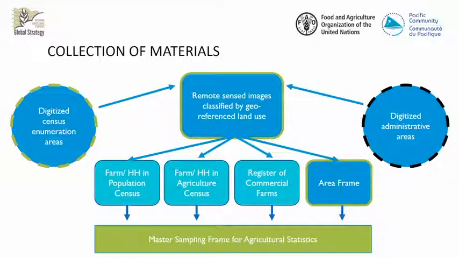So the thing is, a list requires many different elements from many different sources. This diagram shows you the different types of sources that are required to build towards a strong and robust frame. On the left side, we have digitized census enumeration areas. And this is what we've been working on for the last 2 days. These enumeration areas form the basis of almost any statistical activity because they help us to identify the location. Okay. And the other part of it is we usually bring the digitized administrative areas. Depending on the country, it could be from another agency or organization.